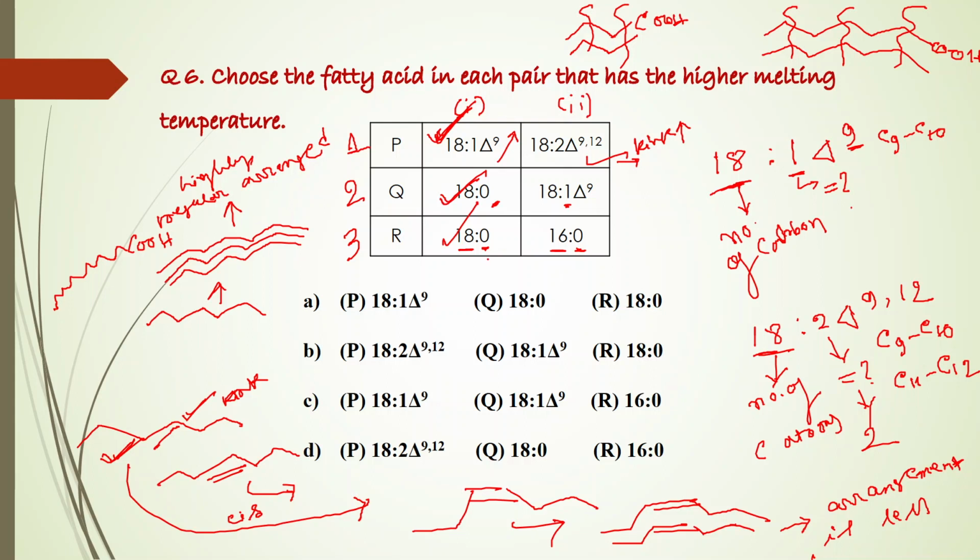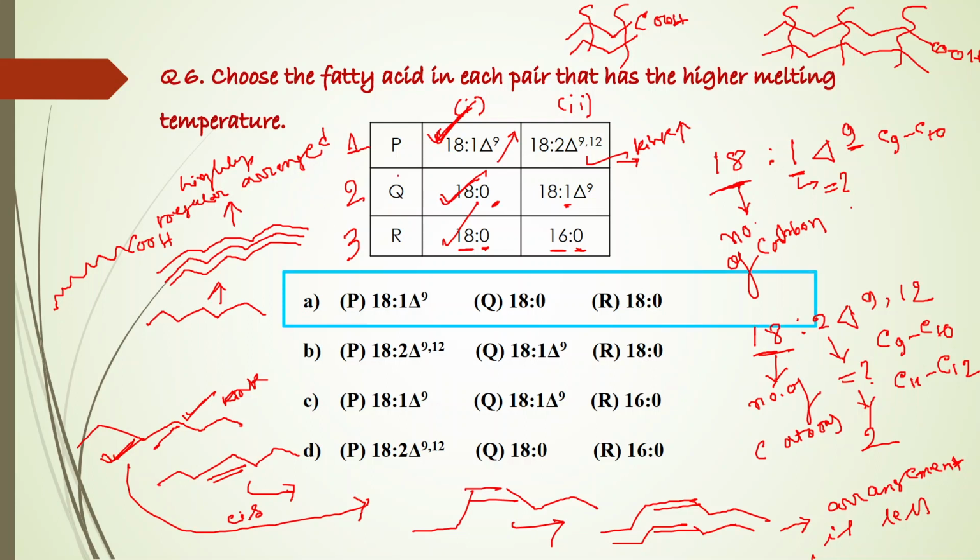So now we have to decide which among these three sets will have the higher melting temperature. For P, it should be 18:1 delta 9. Okay. For Q, it should be 18:0. For R, also it should be 18:0. The only option that matches our deduction is option A. For P, 18:1 delta 9 is highest. For Q, 18 is highest. For R, also 18 is highest. Okay.